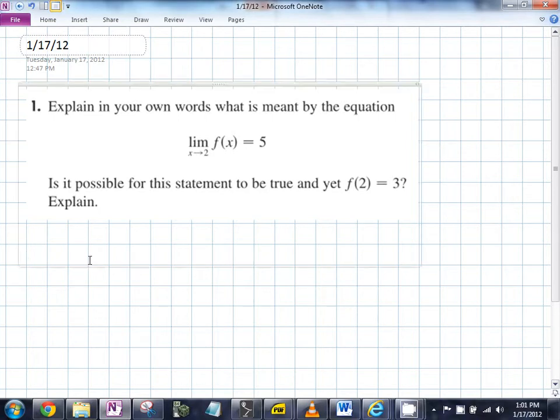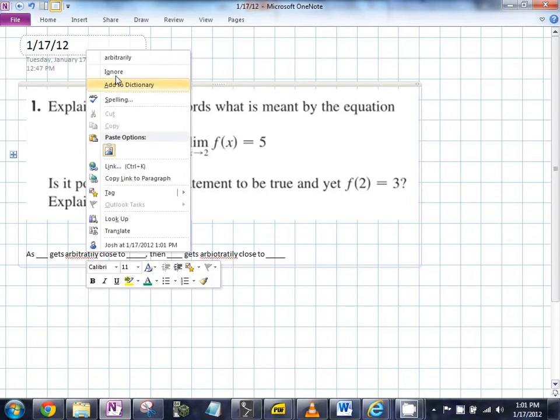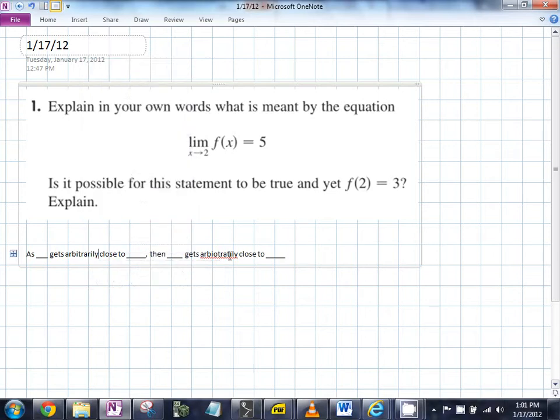As something gets arbitrarily close to something else, then something gets arbitrarily close to something else. I'm keeping this general. This is a phrase we talked about yesterday. It's just hard to type over the screen, so I'll make this bigger so you can read it.